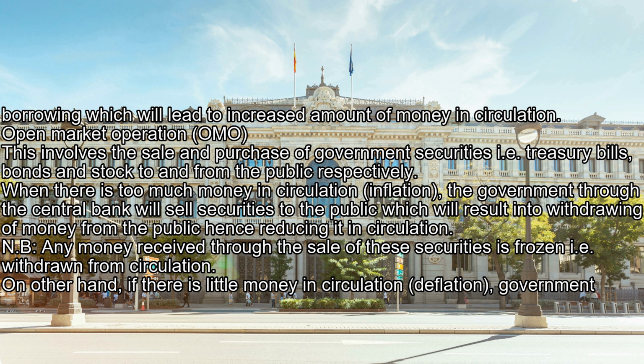Open market operation, OMO. This involves the sale and purchase of government securities, i.e., treasury bills, bonds and stock to and from the public respectively. When there is too much money in circulation, inflation, the government through the central bank will sell securities to the public, which will result into withdrawing of money from the public, hence reducing it in circulation. NB, any money received through the sale of these securities is frozen, i.e., withdrawn from circulation.